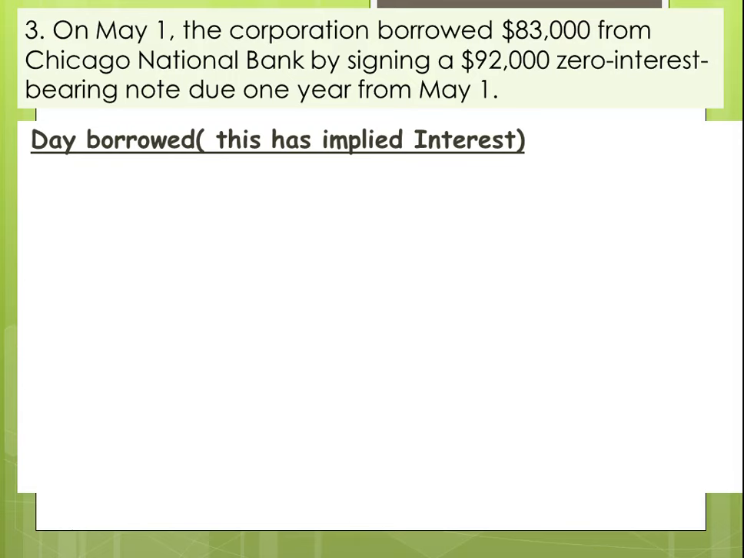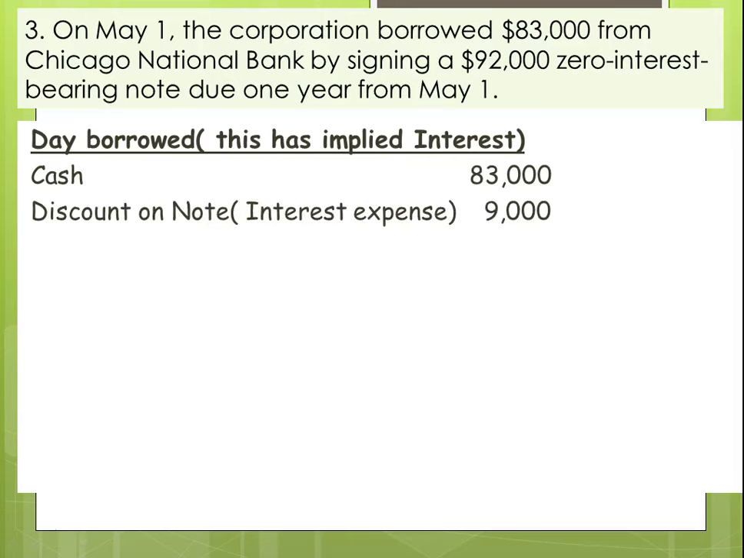On May 1st, the corporation borrowed $83,000 from Chicago Bank by signing a $92,000 zero interest-bearing note due 1 year from May 1st. So this has what we call implied interest. So in this case, we're in essence paying the interest up front. So the cash is going to be $83,000. The difference between the 92 and the 83 is going to be discount on note.